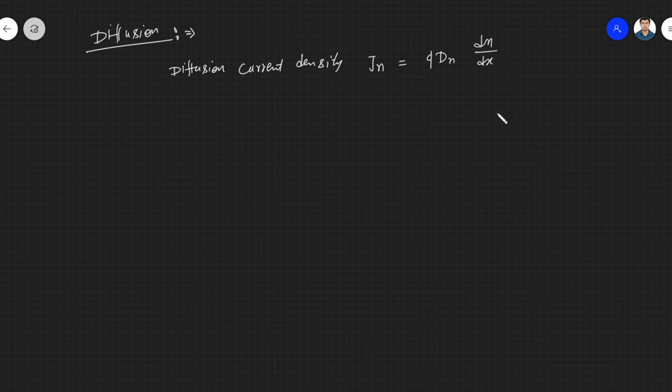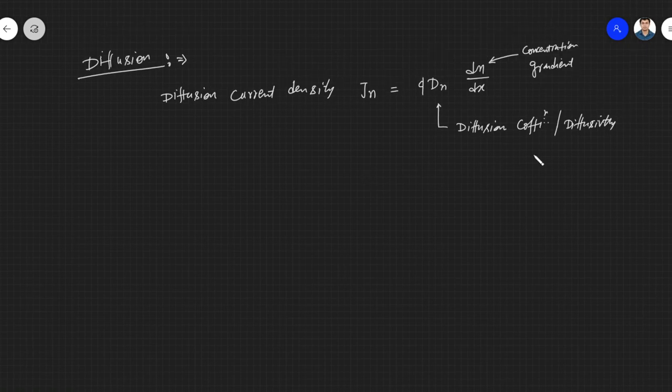right? In this expression, Dn is called the diffusion coefficient, or diffusivity. And dn/dx is again the concentration gradient, right? So n, we learned, is the concentration of charge carrier, in this case electrons, and dn/dx is of course the gradient.